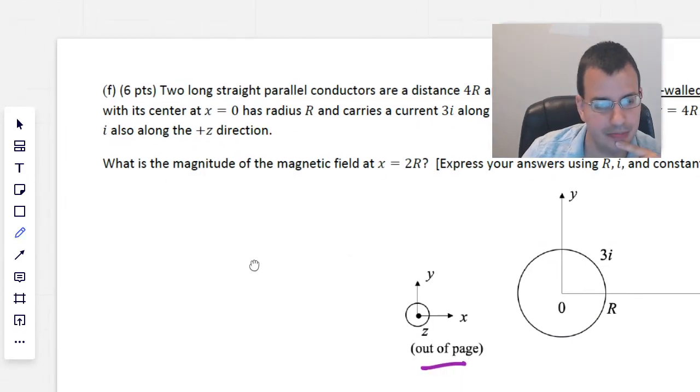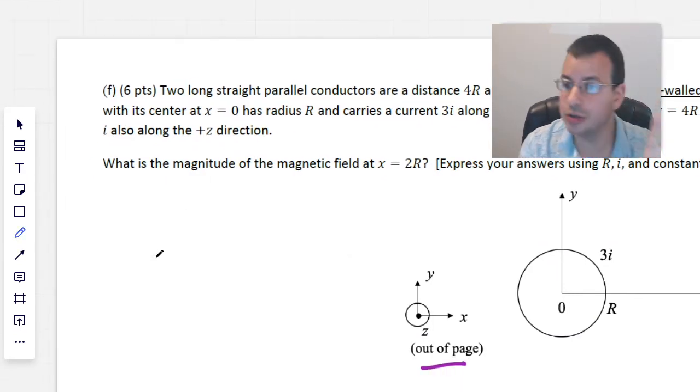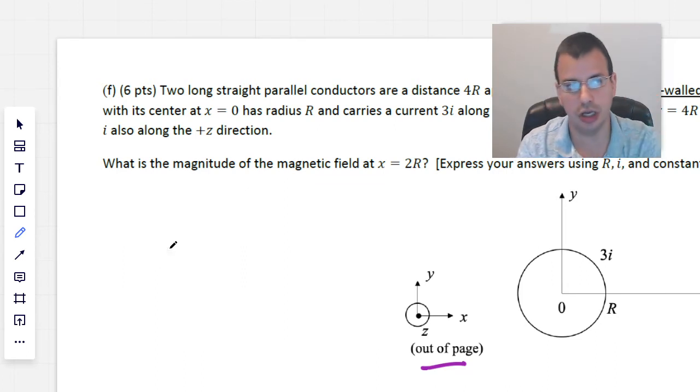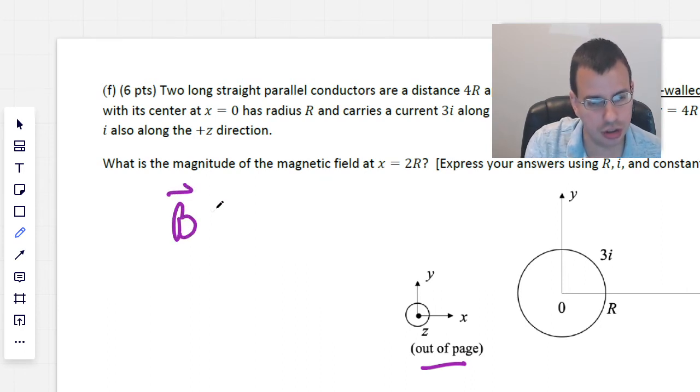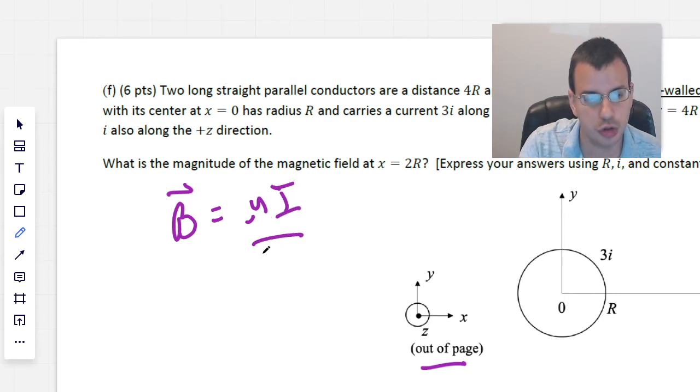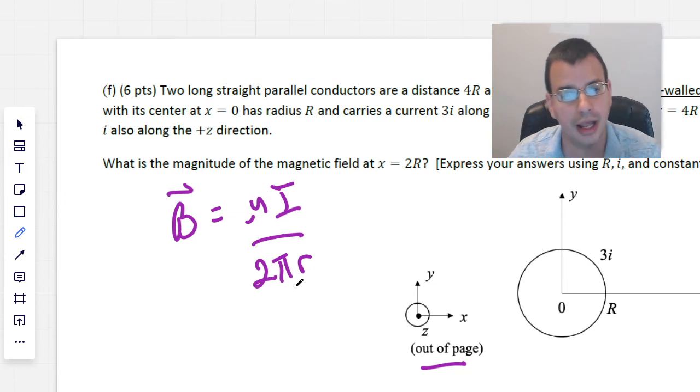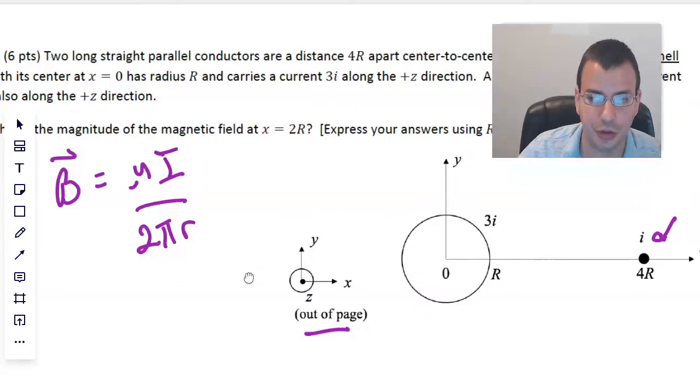Okay, so this is a Biot-Savart law. You can use the Biot-Savart law to find the magnetic field produced by a current carrying wire. So long story short, mu naught I over 2 pi r. And it's going to follow the right-hand rule.